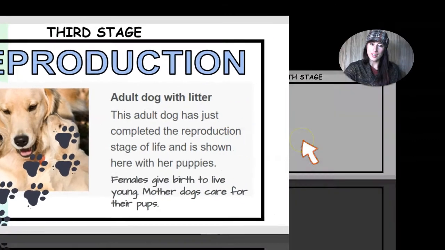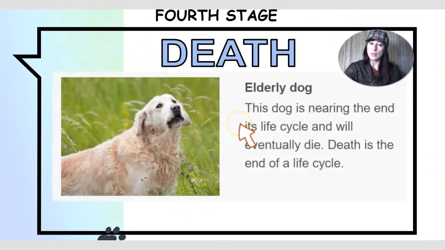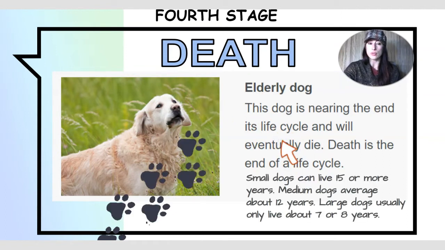The fourth stage of the life cycle of a dog is death. This is when we have an elderly dog. We know that this dog is nearing the end of its life cycle and it will eventually die. Small dogs can live about 15 or more years. Medium dogs average about 12 years, and large dogs usually only live about 7 or 8 years. And this is the information I have for you about the life cycle of a dog.